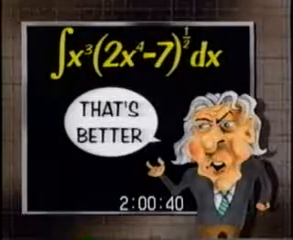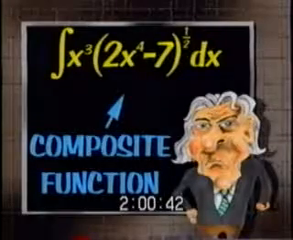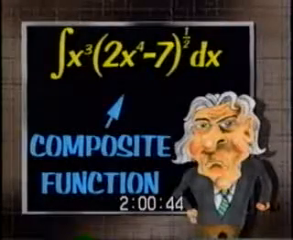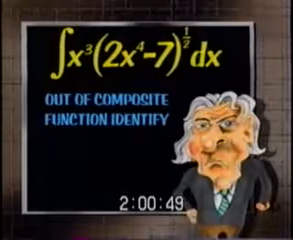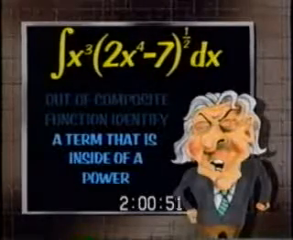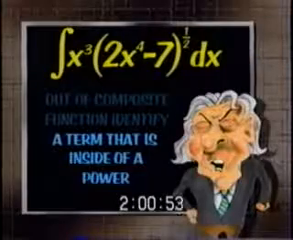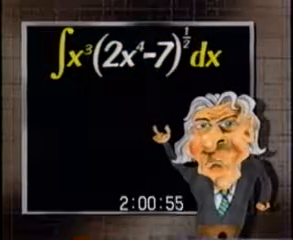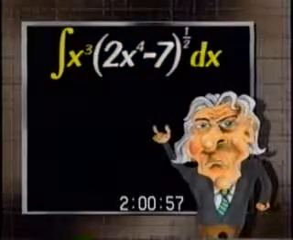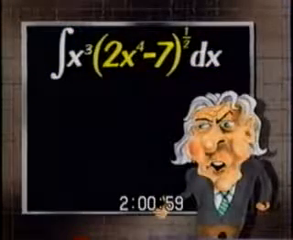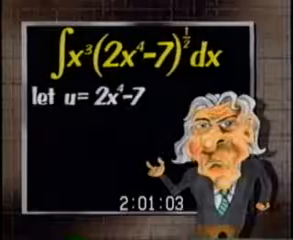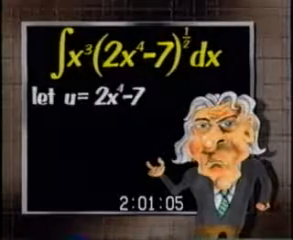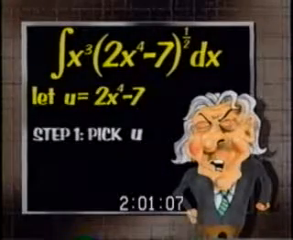Now, what we have here is our composite function because it's composed of a lot of pieces that we can break down. Out of this composite function, we need to identify a term that is inside of a power. In this case, that term is 2x to the 4th minus 7. You see where we got that? It's the expression in parentheses raised to the 1/2 power. So we let u equal 2x to the 4th minus 7. So the first step is to pick your u.